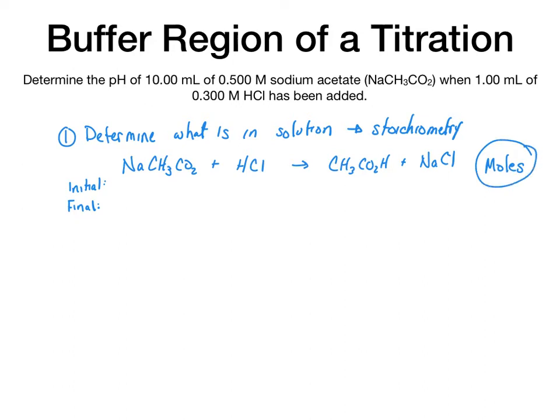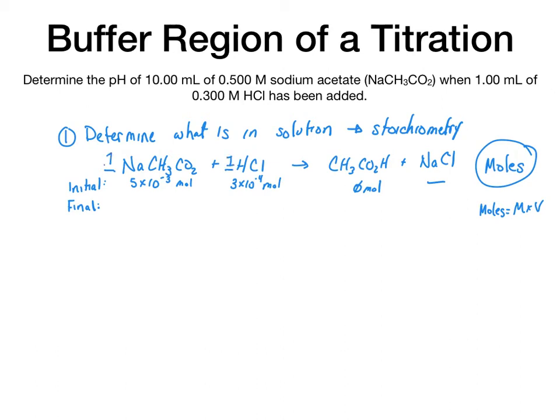And so if I find moles, that moles is equal to molarity times volume, I can find that initially we have 5 times 10 to the minus 3 moles of sodium acetate, and we have 3 times 10 to the minus 4 moles of HCl. I don't care about the NaCl, and I have 0 moles of acetic acid. Now, normally last semester we would have gone through figuring out which one is the limiting reagent and then how much is left over. I'm going to do that with some mental math.